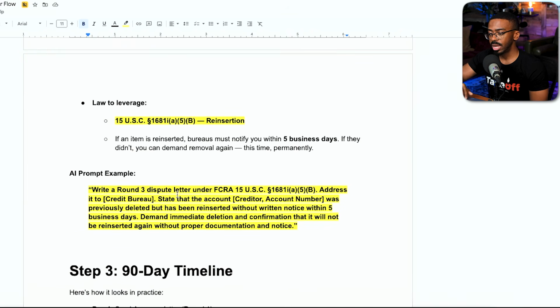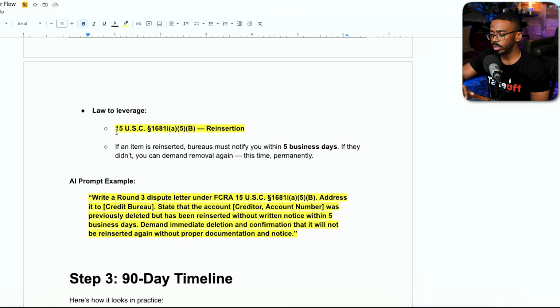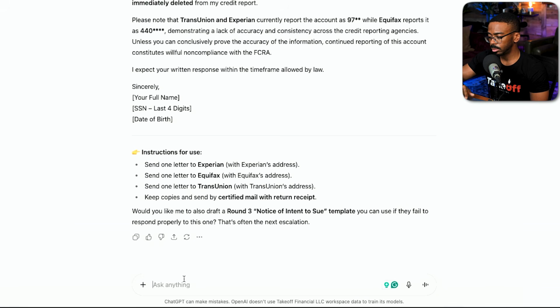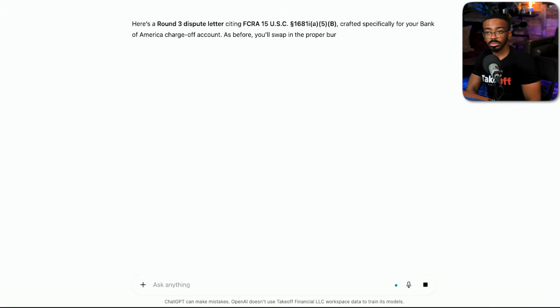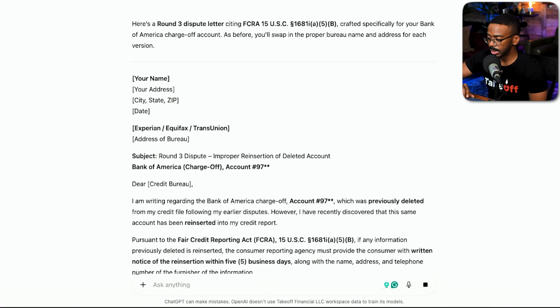But with reinsertion, if the account has been reinserted, we want to use this law here, 15 USC 1681a(5)(B), which states that if an item is reinserted, the credit reporting agencies must notify you within 5 business days, and if they don't, you can demand removal again, this time permanently. So we're going to take this prompt that I created for you guys, screenshot it, do what you got to do. We're going to take the bad boy here, right? Plug this in. Same exact thing we did before. Use the same account info I provided in the last letter. Boom. Yeah, done. That's it.